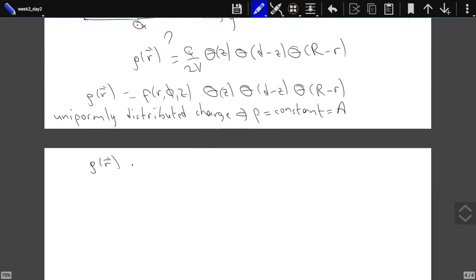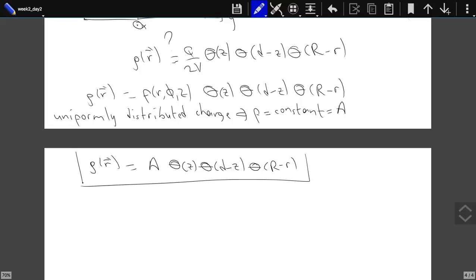Then rho of r should be a times theta of z, theta of d minus z, theta of R minus r, for some value of a. We still need to relate this a to the other parameters in our problem. We know the thickness of the disk, we know the radius of the disk, we know the total charge of the disk. And the relation is that the total charge of the disk has to be equal to the volume integral of the charge density. This is how we define the charge density.